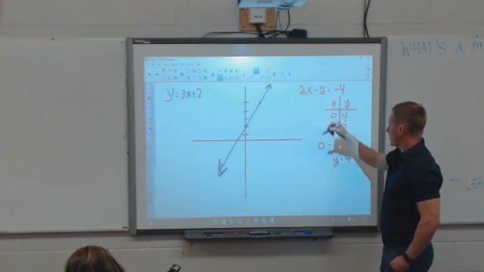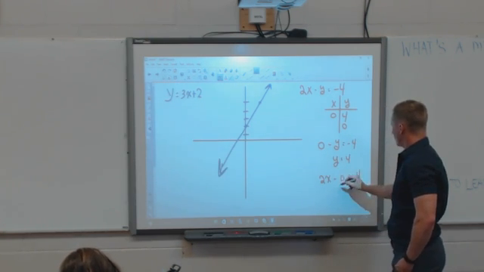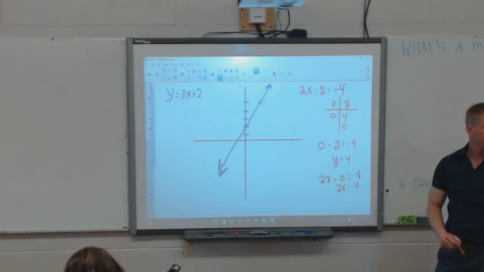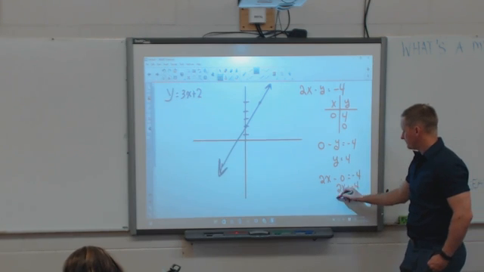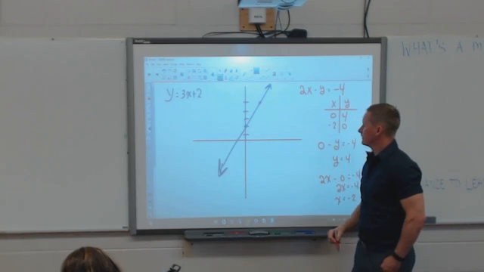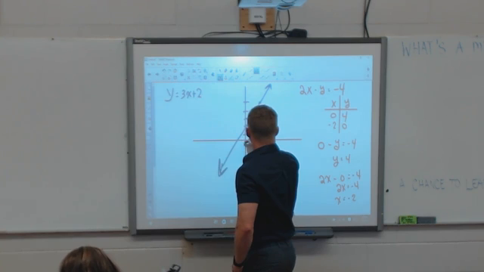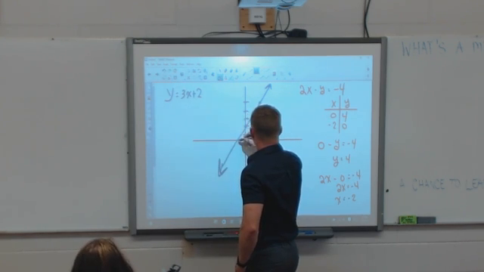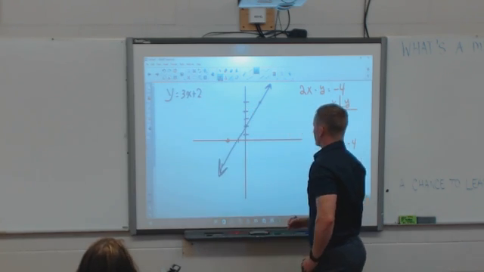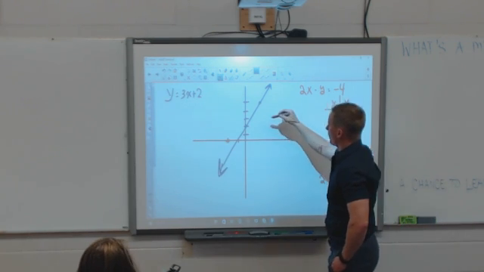Now let's put 0 in for y. So 2x minus 0 equals negative 4. 2x is equal to negative 4. How do I solve for x? Divide by 2. x equals negative 2. So I have that. Okay, so I'm going to go to 0 and 2, which I think is right here. Negative 2 and 0, which is right there. That's this point. And then I'm going to go to 0 and 4.